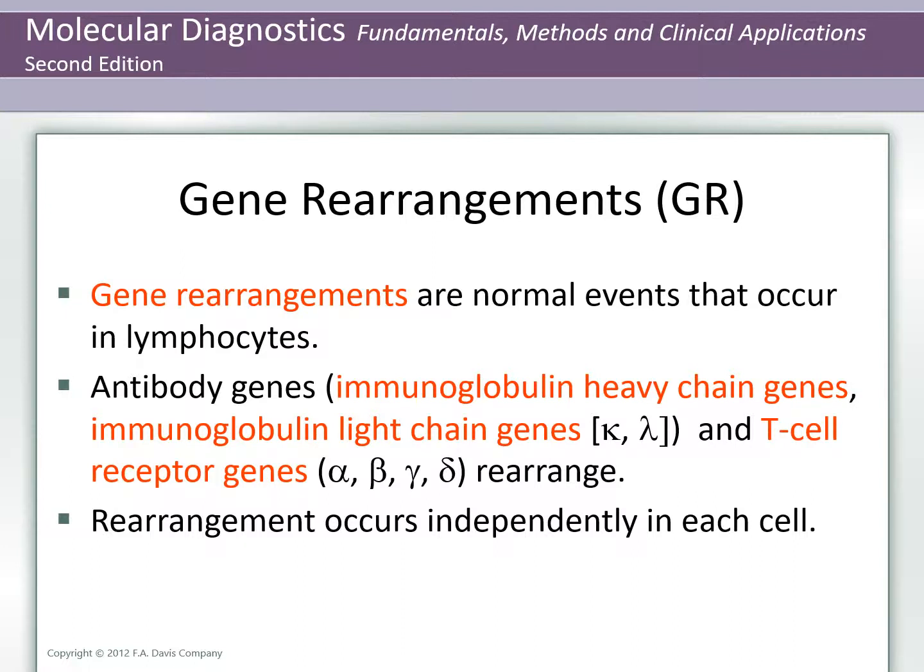Gene rearrangements analyzed for hematological malignancies include VDJ recombination, the normal intrachromosomal rearrangements in B and T lymphocytes, as well as the abnormal interchromosomal translocations that can occur in any cell type. Gene rearrangements are normal events that occur in lymphocytes. Antibody genes, such as immunoglobulin heavy chain genes, immunoglobulin light chain genes, and T-cell receptor genes can rearrange. Gene rearrangement occurs independently in each cell.